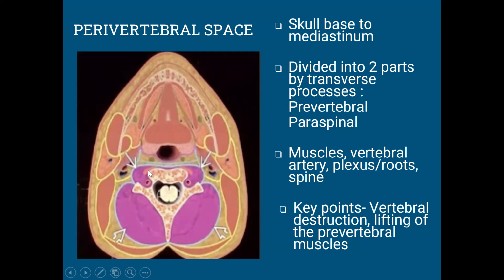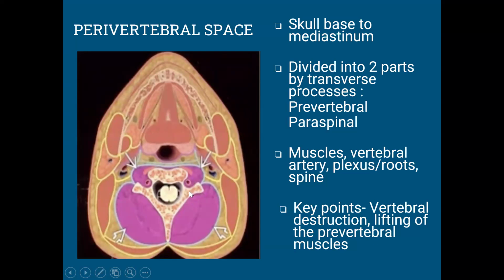space also extends from the skull base to the mediastinum, and it is divided into two portions by the transverse processes of the vertebrae. So that's the transverse process, and we have two portions. Anteriorly, we have the prevertebral component of the perivertebral space, and posterior to the transverse process, we have the paraspinal component of the perivertebral space. So those are the two components of the perivertebral space.